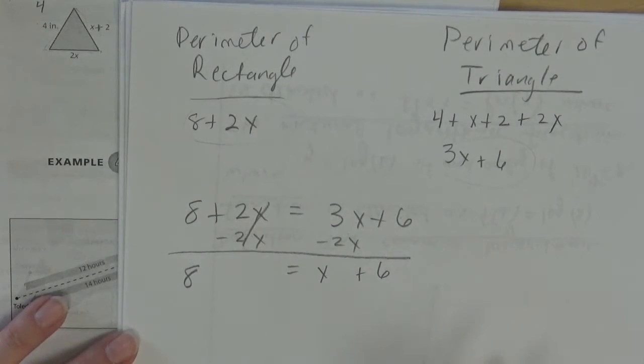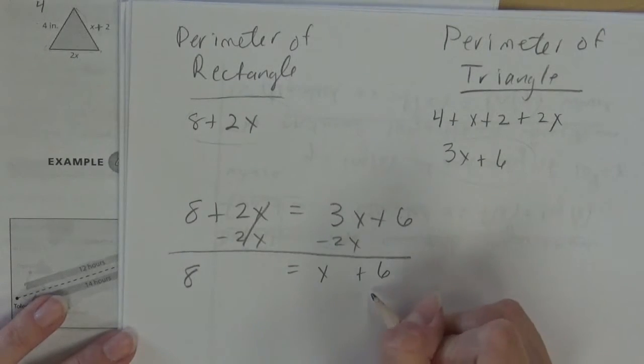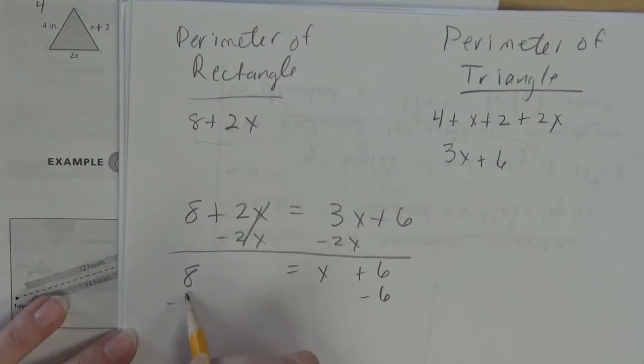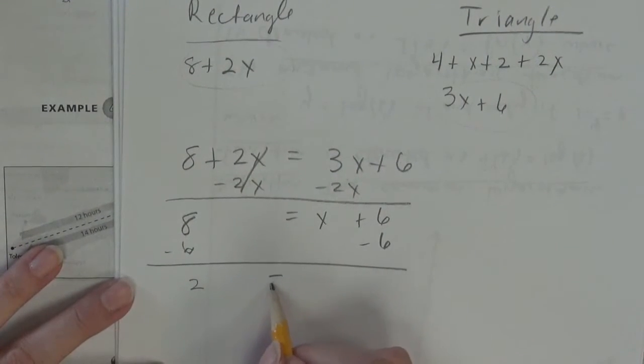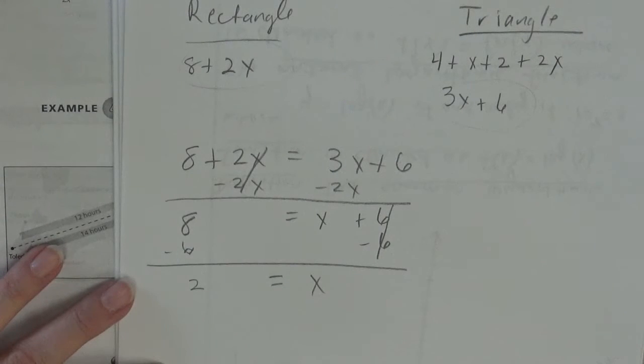So I did say earlier, I believe, that I like having my x land on the left side of the equation, but it's not required. It's okay if it occasionally is on the right side. So I could do more work if I wanted x on the left, but if I'm okay with having x on the right, I've only got one step left. All I need to do is subtract 6 here, subtract 6 here. 8 minus 6 is 2 equals x. Okay, so my x is 2.